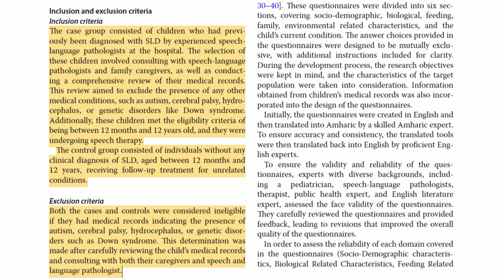The control group consisted of children without a diagnosis of speech language delay who were receiving follow-up treatment for unrelated conditions. The authors then explain how they consulted with the therapists and parents or caregivers of the cases and controls and checked their medical notes to identify any factors that would exclude them from the study, such as a diagnosis of autism or cerebral palsy, etc.